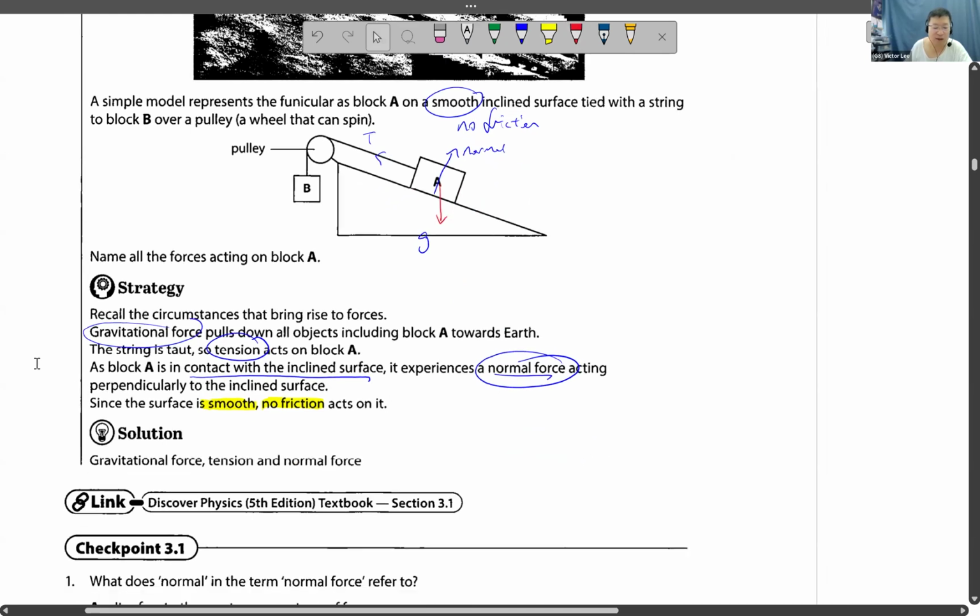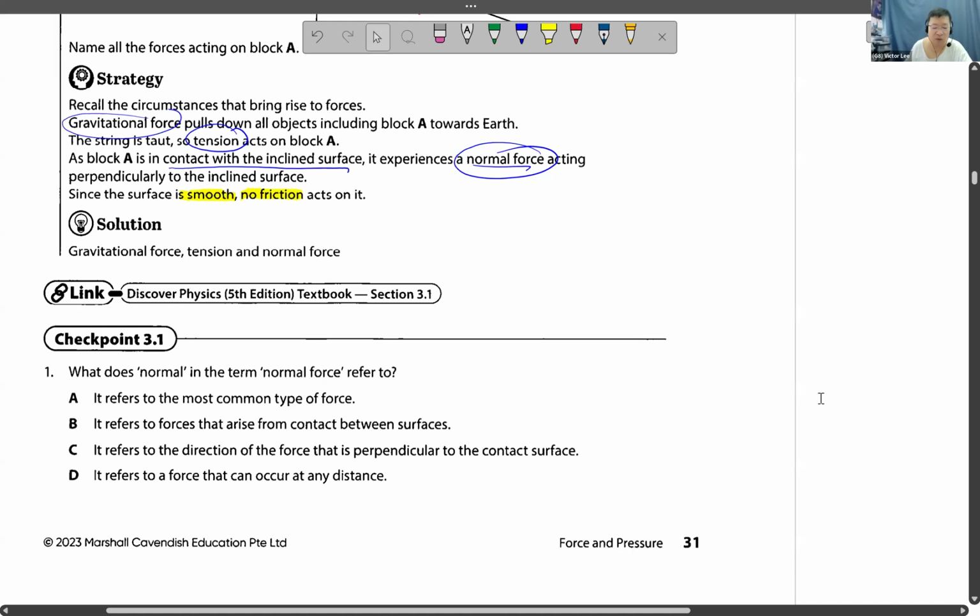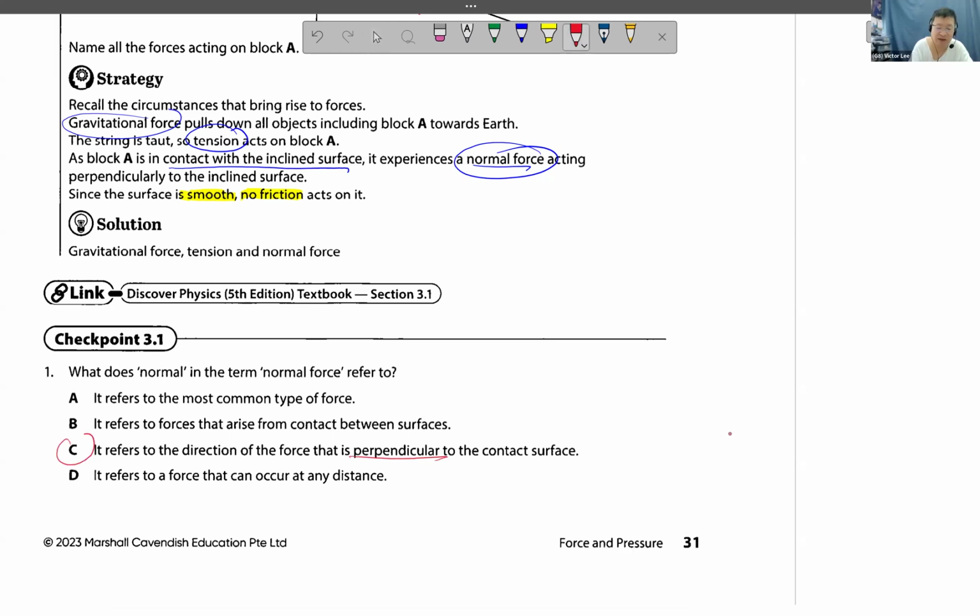So what does normal in normal force refer to? Why do you call it a normal force? Okay, because it's perpendicular, yes, correct. Remember our reflection: when the ray hits the surface, you draw this dotted line, like that. This is called normal because it's perpendicular. So normal always means perpendicular.